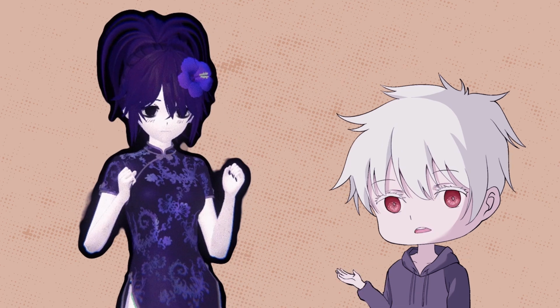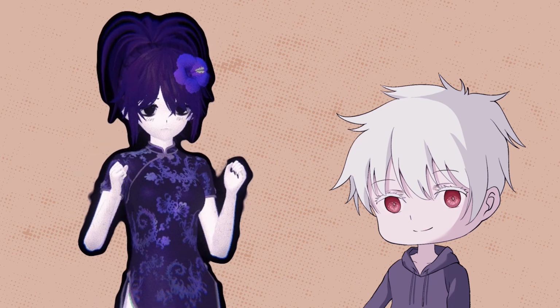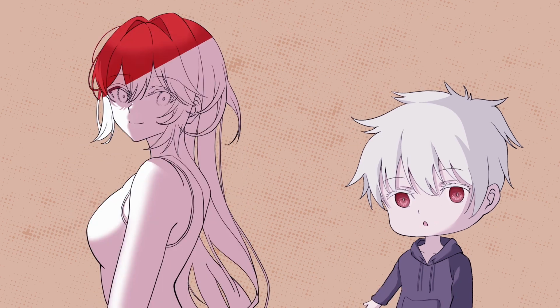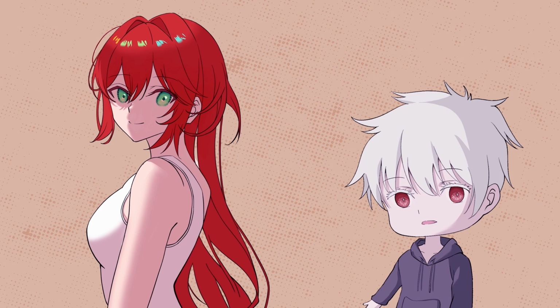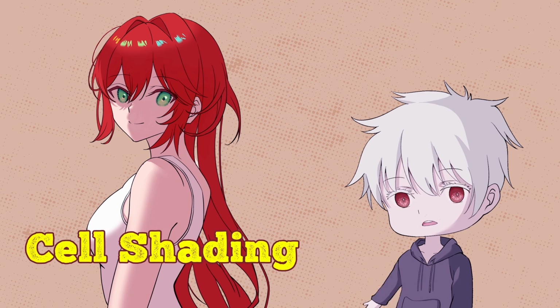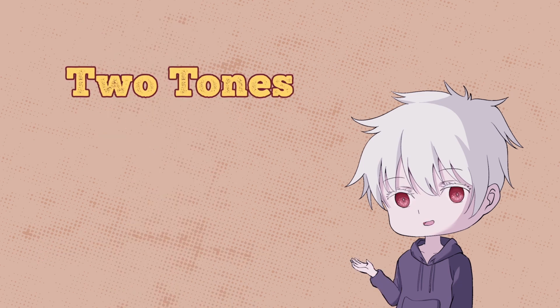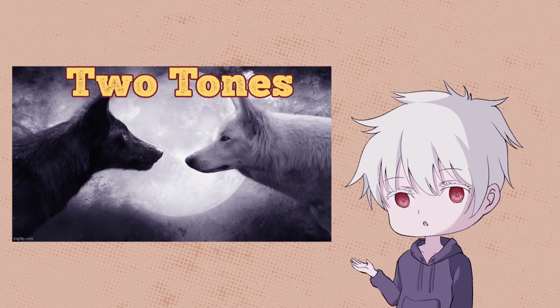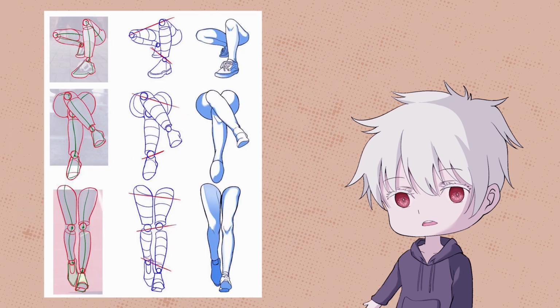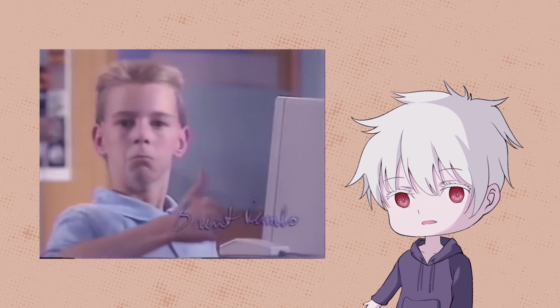Now, just because your character looks more 3D doesn't mean you're done. You can proceed to add color, maybe throw in some extra highlights on the hair. This is called cell shading. It's all about two tones, light and dark. If you can do this while keeping in mind the basic shapes of your character, you're on the right track.